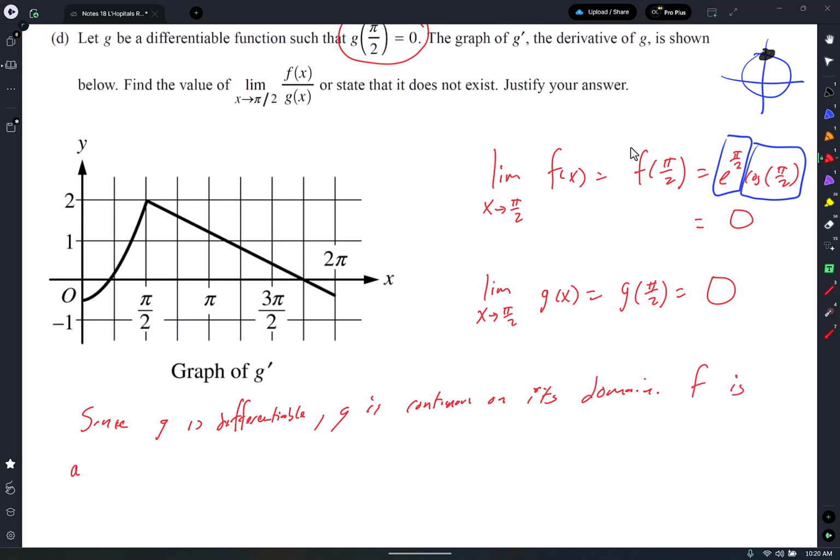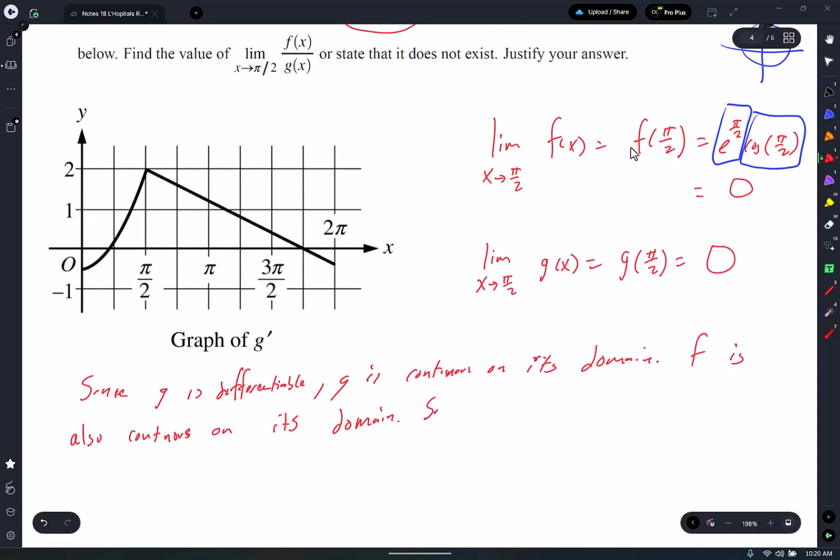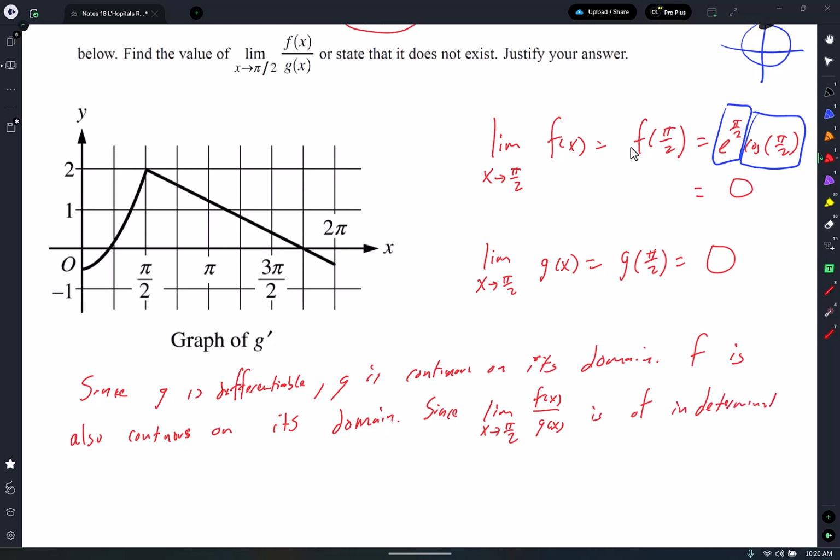F is also continuous on its domain. It doesn't need an apostrophe. Period. Okay, one last sentence. Since the limit as x approaches pi over 2 of f of x over g of x is of indeterminate form, comma, L'Hopital's may be used.